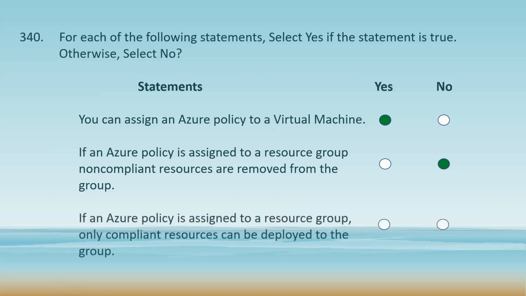And the third statement is, if an Azure policy is assigned to a resource group, only compliant resources can be deployed to the group. This statement is correct. Once the policy has taken effect, then you can only deploy resources which are compliant. That is, if they do not fulfill the criteria defined in the Azure policy, your validation of the deployment will fail and you won't be able to create the deployment. Hence, you won't be able to deploy the resources.